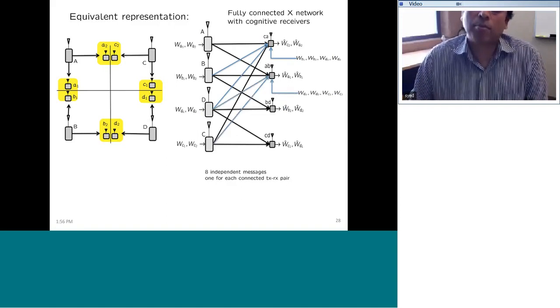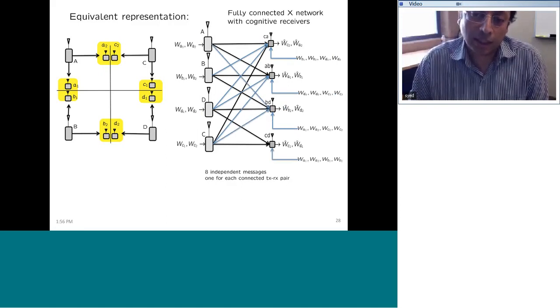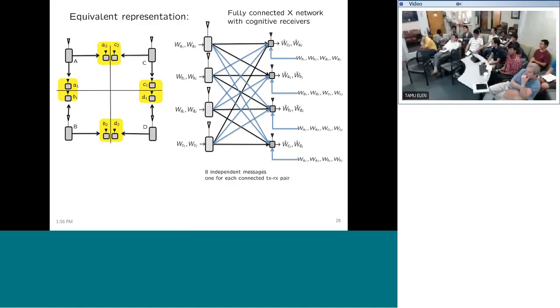Same thing with the second receiver. I will make it fully connected, but the interference that I'm introducing, I will also provide that as an antidote. So it can subtract it out, but there's no harm and no gain either from having this fully connected network. Same thing in all receivers. So I've made everything fully connected, and I have the side information at each receiver.